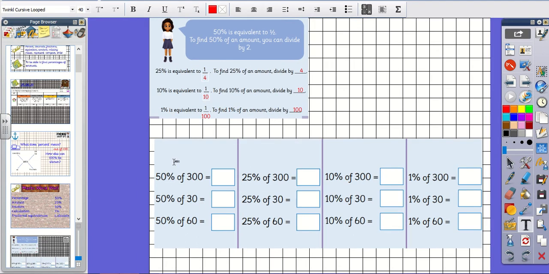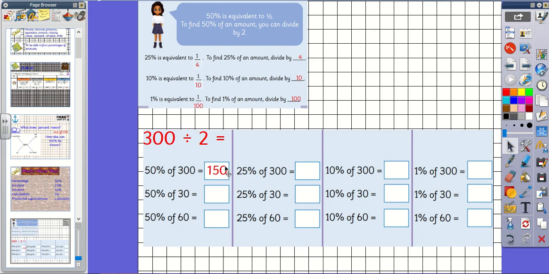So I have got 50% of 300. So I am doing 300 divided by 2. Now I know that 30 divided by 2 is 15, and then because I'm making it 100 times bigger, my answer would be 150. Also, halves and doubles are just one of those things that you just need to know. So for example, straight away, half of 300, 50% of 300, is 150.